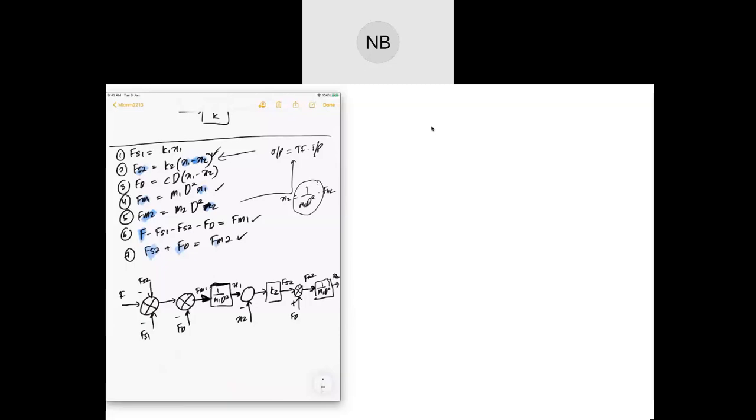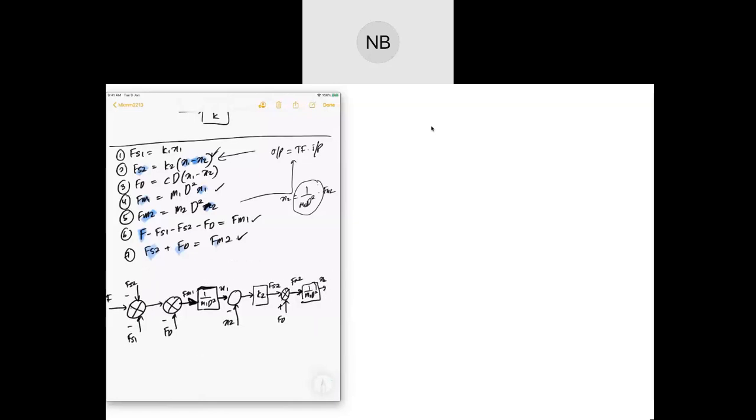I need to buy a bigger iPad because the screen is too small. Maybe I can try to cut this and then move it a little bit. Oops, can I do that? Yeah, I can move it a little bit here. Nice. Okay, so let me write this nicely because it was not nice just now. So I have fm2 as input, and I have 1 over m2d squared. Then the output is x2.